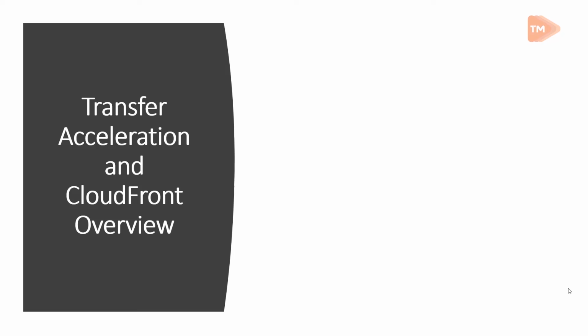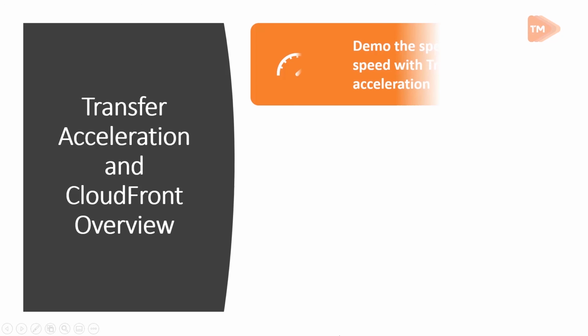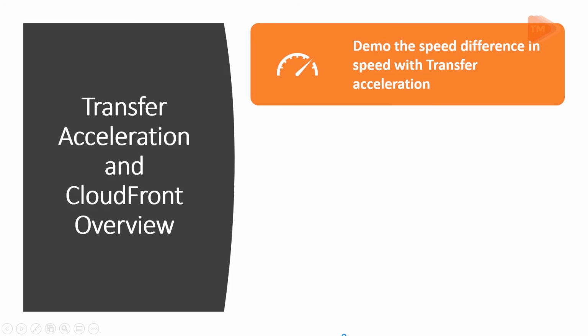Now, transfer acceleration basically makes use of CloudFront for people to actually upload with higher speeds. So we're going to see how we can enable that on an S3 bucket, and also how we can use CloudFront. So let's go ahead and get into that. First thing that we're going to do here is see what is the difference in the speeds with transfer acceleration.